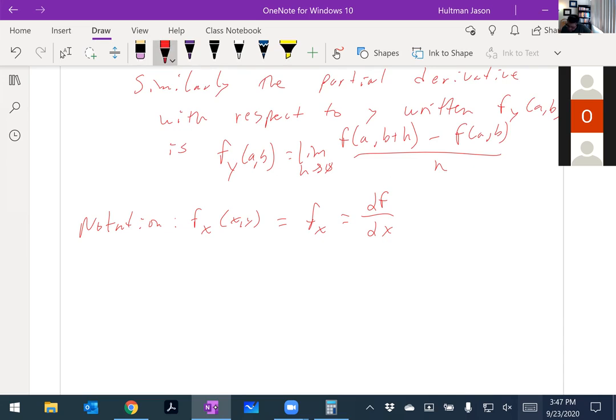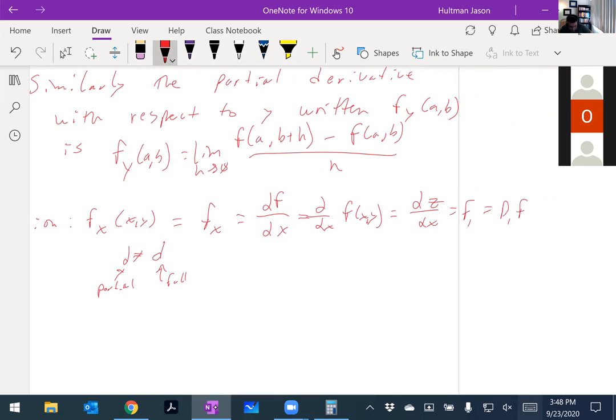Okay, so in the notation, this guy is not the same as that guy. So this is partial, this is full. Partial derivative, full derivative. Keep that in mind. This can also be written as d x of f of x, y. You could also see it as d z d x, or f sub 1, or d1 f, or d x f. Those all mean the same thing. It's just a lot of different notation meaning the exact same thing. That's your partial on x.